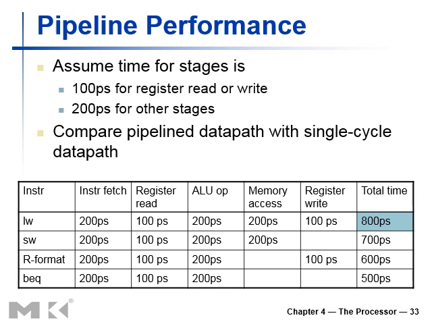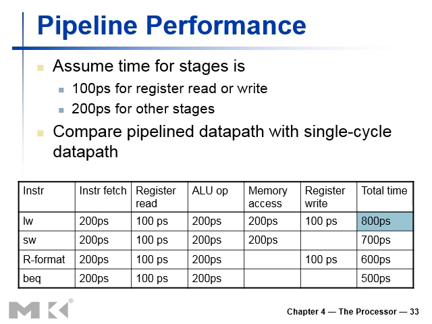Now see the performance of the pipeline system. Let us assume that we are consuming 100 picoseconds for register read and write. Whenever we have to read the register or write the register, we are consuming 100 picoseconds, and for the other stages we are consuming 200 picoseconds. So we will compare the time for the single cycle data path, then we will compare that time for the pipeline data path.